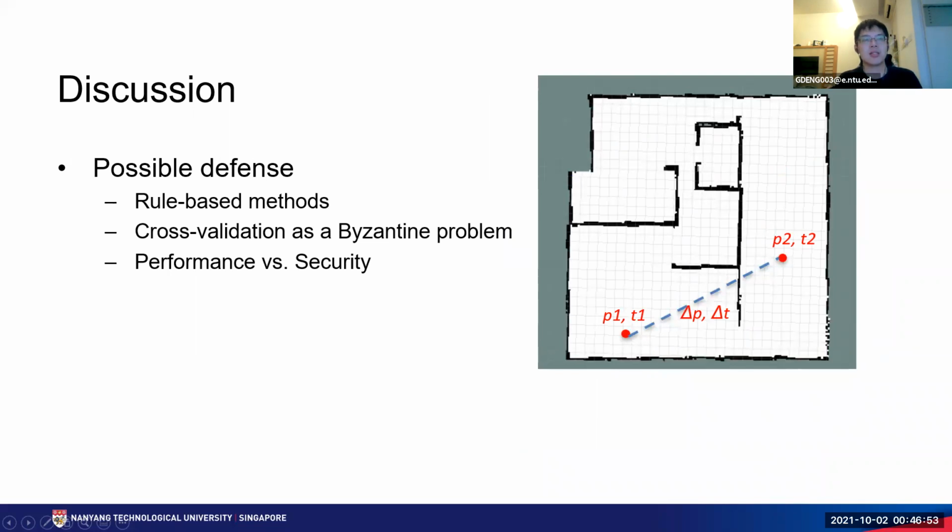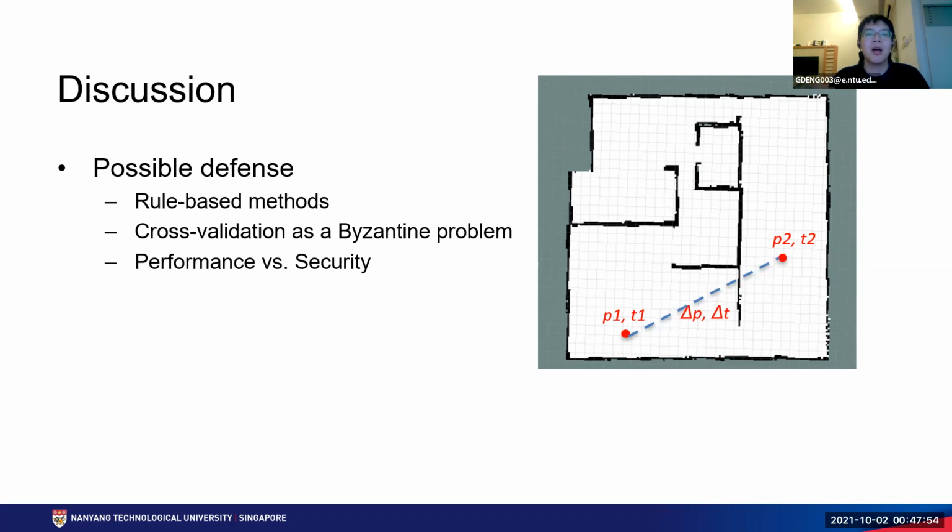So in the end, we want to discuss a little bit the possible defenses against the different threats in the MRS workloads. Consider a simple case where a robot reports its position P1 at time T1, and another position P2 at time T2. We can have two ideas to measure if these data are real or not. Firstly, we can have a rule-based method. For example, we can calculate the distance between these two positions and the time difference, and then see if the speed of the robot is more than the maximum designed velocity. If that's the case, the message may contain some malicious information, or at least is not real.